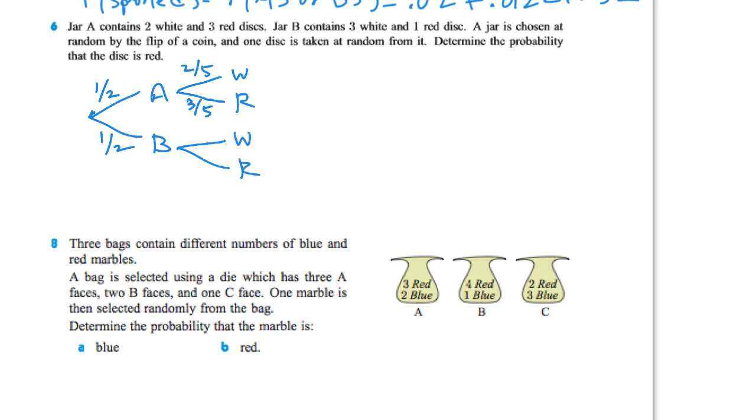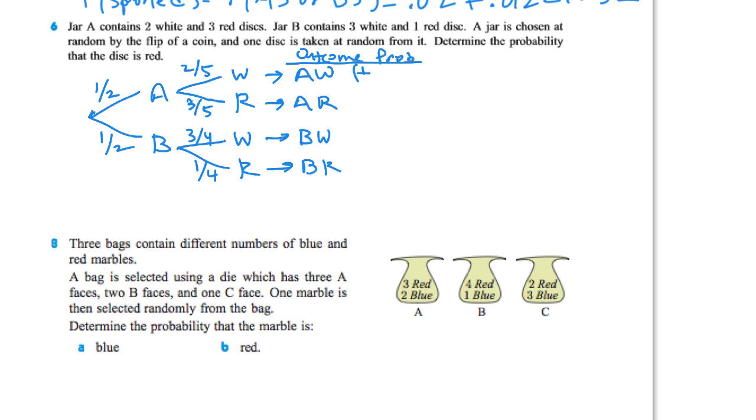So it has 4 discs in it, 3/4 white, 1/4 red. So I either pick jar A and get a white one, jar A and get a red one, jar B and get a white one, jar B and get a red one. So again, these are me just before I even focus on the question, there's an outcome and there's a probability.